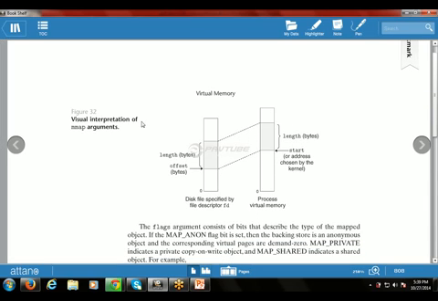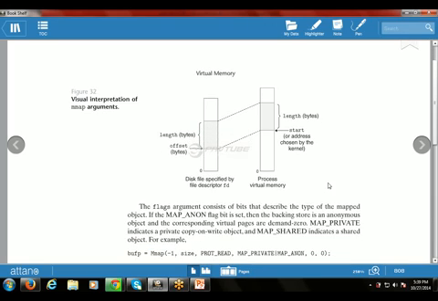This is a visual interpretation of the mmap arguments. This is the disk file specified by the file descriptor, that is the FD. This is the process virtual memory. There is a length in terms of the bytes, offset. This is the byte. This is the starting place. That is the address chosen by the kernel.